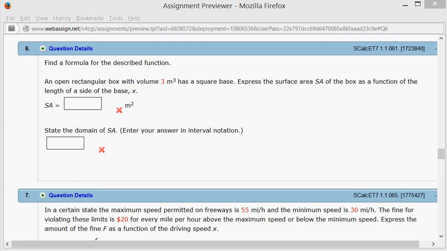Alright, let's look at homework 1.1, problem number 6. We want to find the formula of the surface area of an open box. Alright, so let's do that.